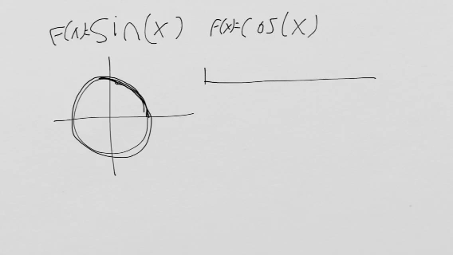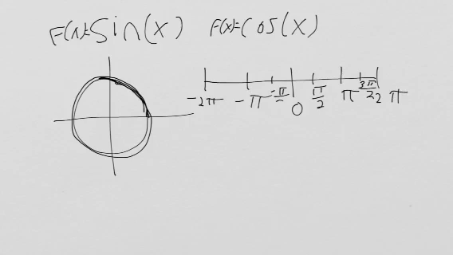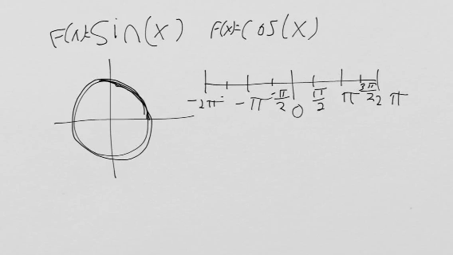Okay? Here's negative 2 pi. Here's 2 pi. Here's 0. Here's pi. Here's negative pi. Here's pi over 2. Splitting stuff in half. Here's 3 pi over 2. Here's negative pi over 2. Here's negative 3 pi over 2.